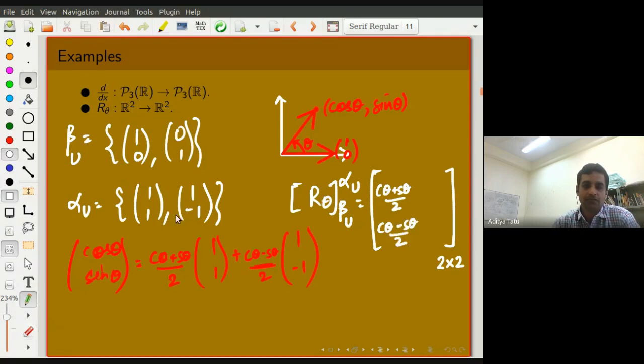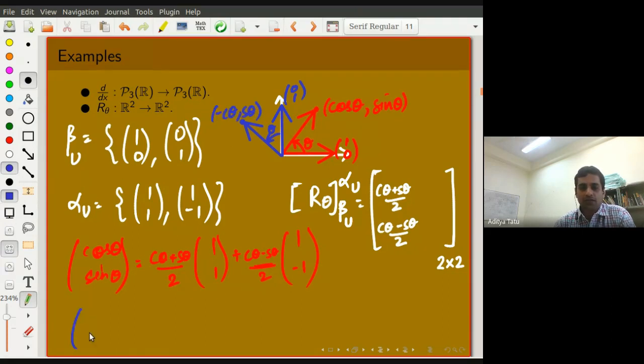Right. Similarly, what happens if I take the second basis? Second basis is 0, 1. So let's see, it's this vector. Maybe you get this vector after rotating by an angle theta. If this is 0, 1, what is the x and y coordinate of this point? Minus cos theta, sin theta. Good.